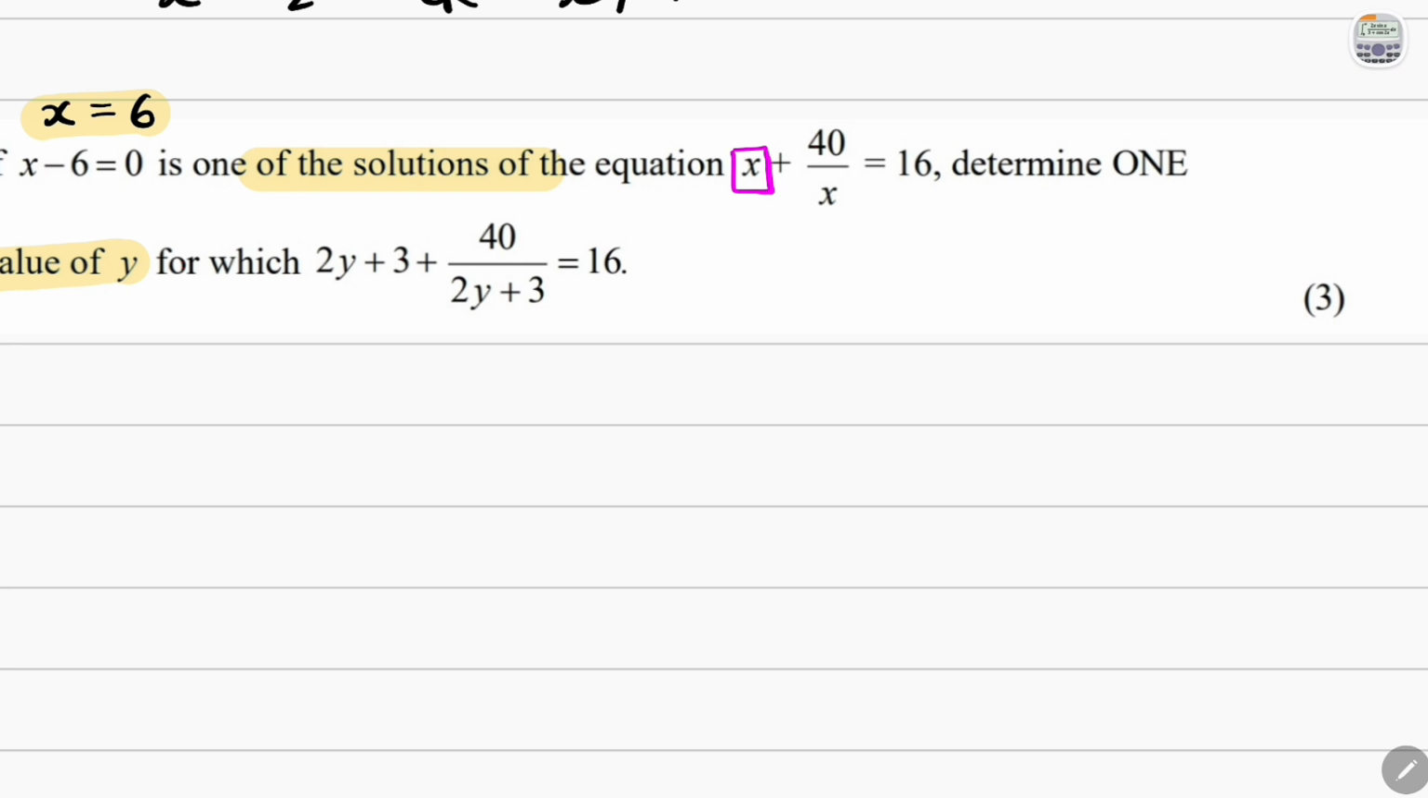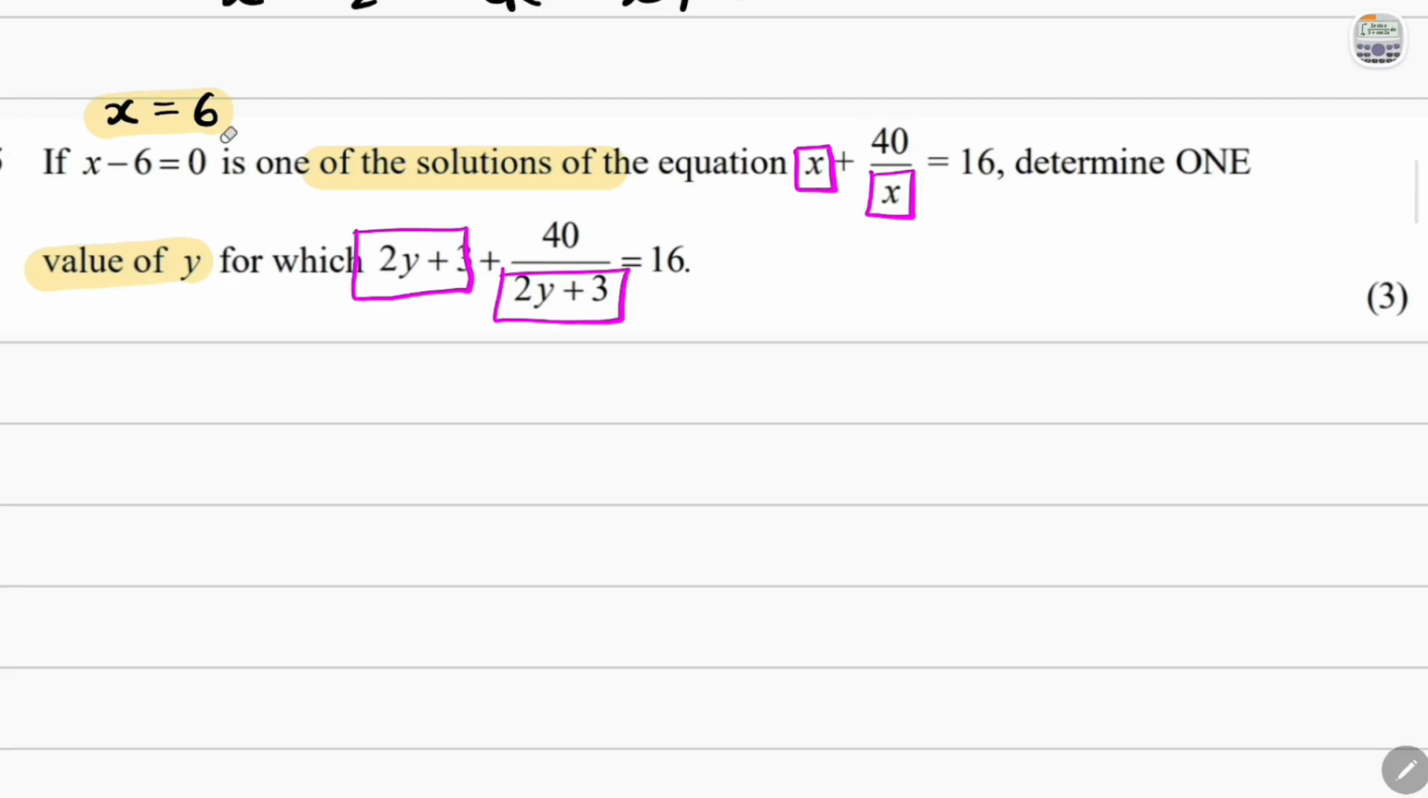Here we have x, and here we have 2y plus 3. And then it's plus 40 all over 2y plus 3 again, but here it's over x. So the 2y plus 3 stands for x here. And so if x is equal to 6 made this equation true, then just replace 2y plus 3 with x. That means 2y plus 3 is equal to 6 would make this equation true as well, because in this equation, that x has been replaced with 2y plus 3.